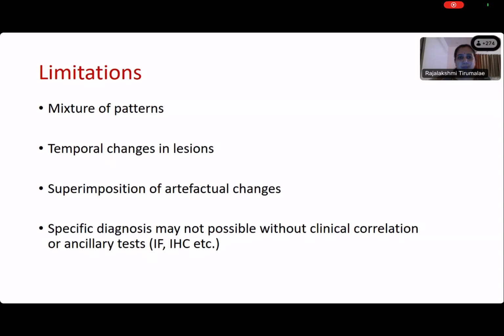Now, what are the limitations of this approach? You can get a mixture of patterns. For example, you could get a spongiotic and a psoriasiform pattern. You could get a psoriasiform and a lichenoid pattern. So we should know what are the diseases which could show these mixture of patterns.